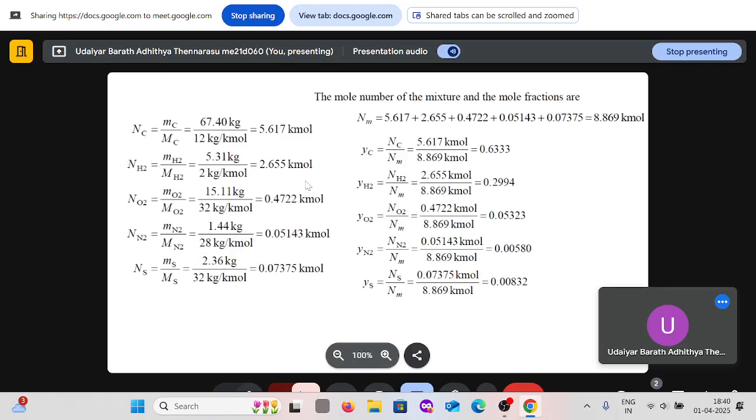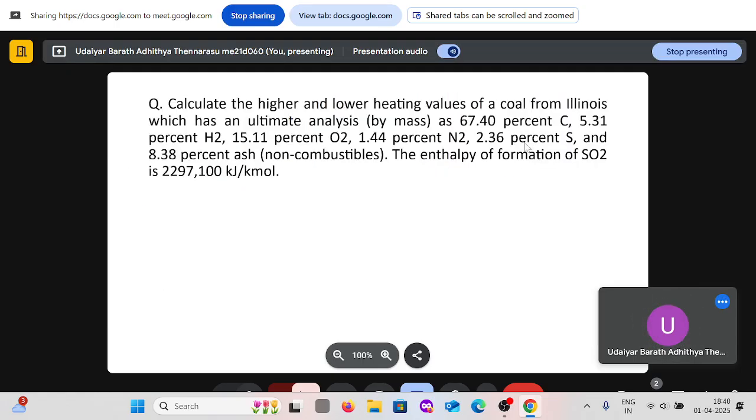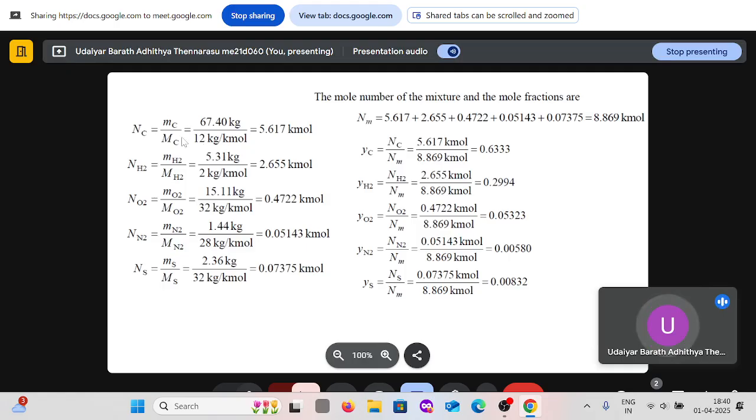For this we'll estimate. First, they have given the coal in terms of mass. Sorry, we are estimating the moles. So mole of carbon is mass divided by molar mass. The mass of carbon is 67.4 divided by 12 kg per kilomole. So we get 5.617 kilomole.